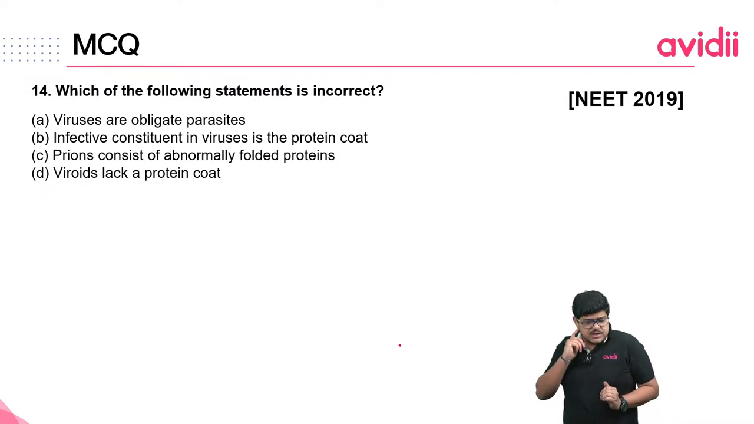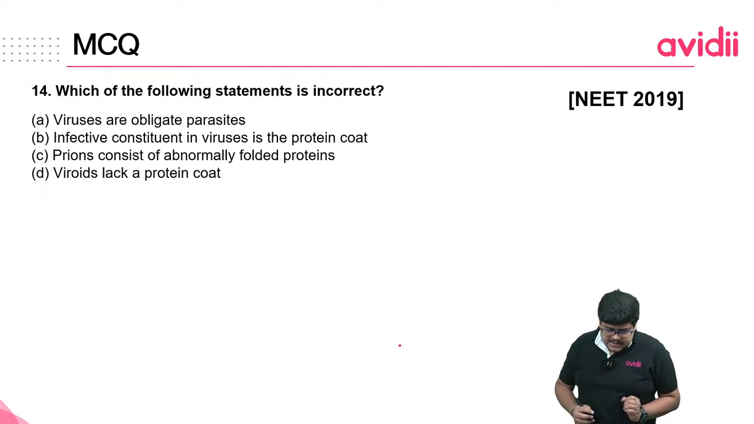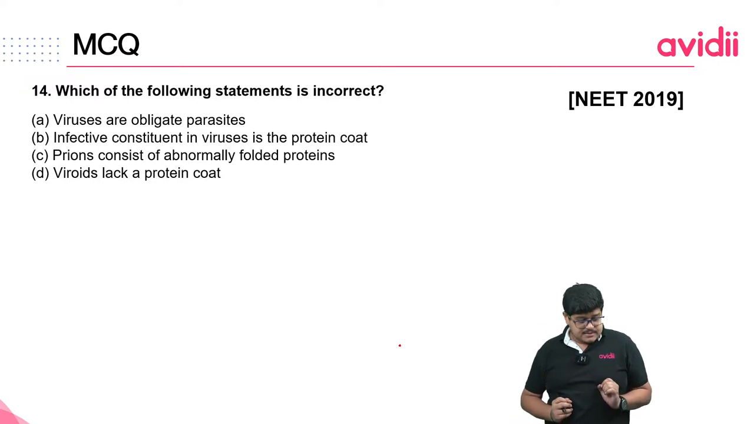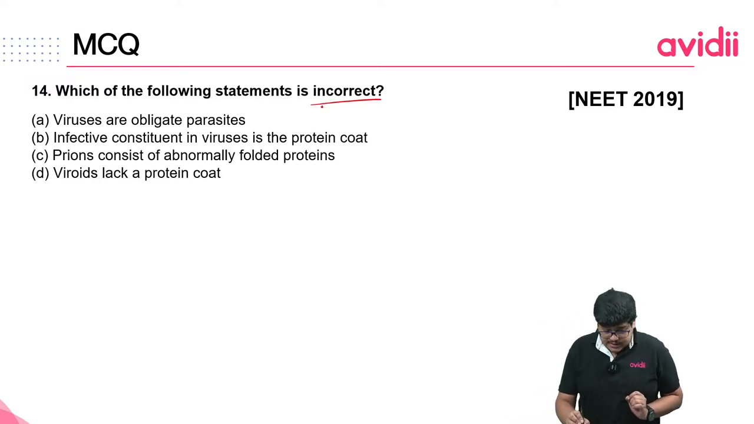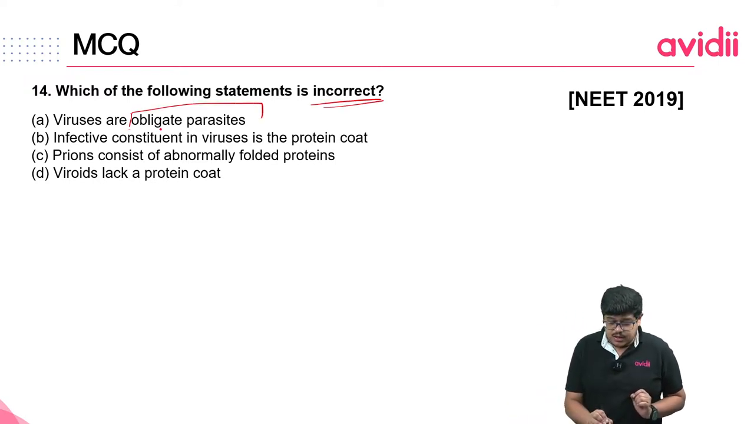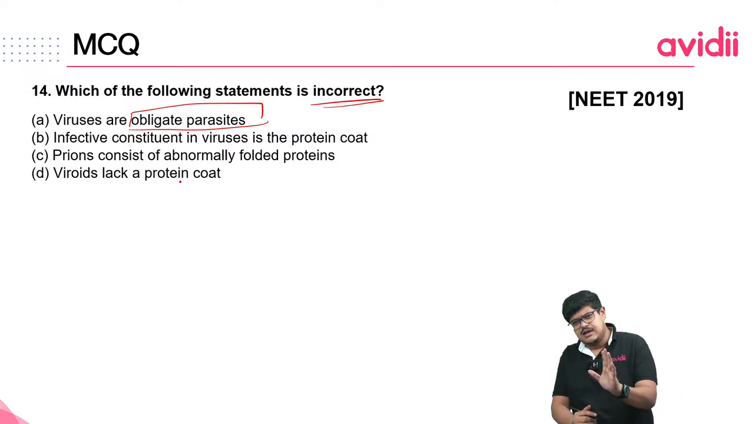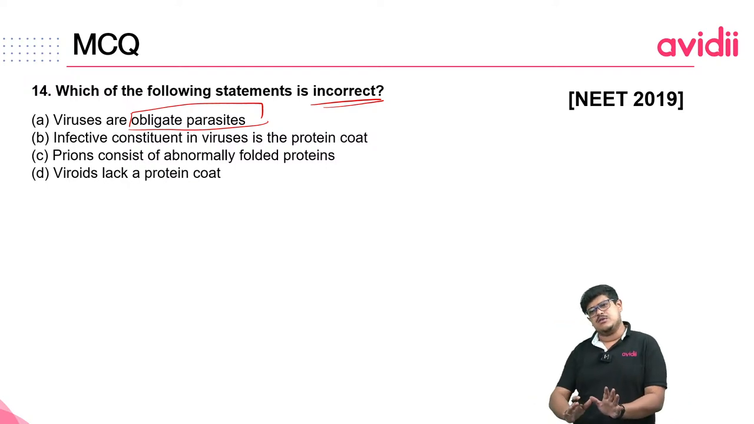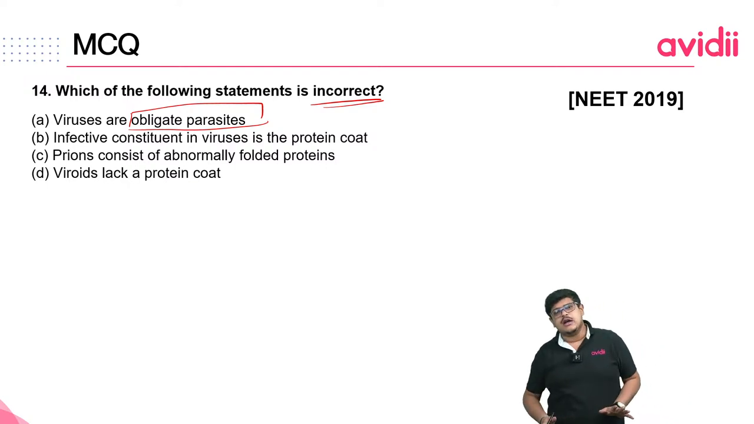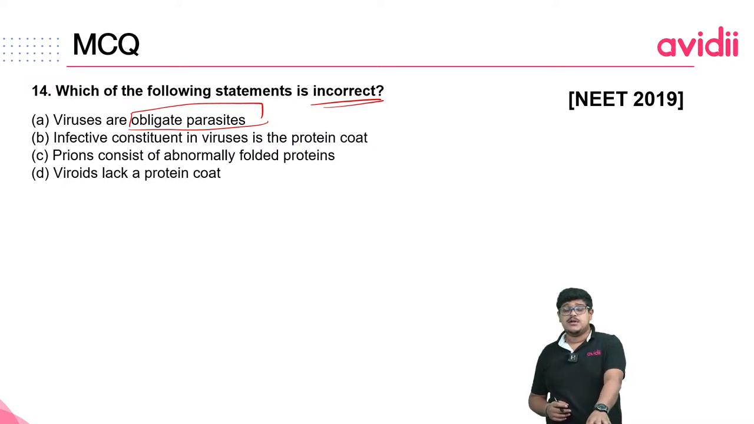Which of the following statements is incorrect? Viruses are obligate parasites. Incorrect. Again, they are asking, you need to know the meaning of obligate parasite. It has come several times in your exams, not only in class 11-12 but in NEET also, while you are studying the chapter on biological classification. It means they utilize the host machinery for their own growth.